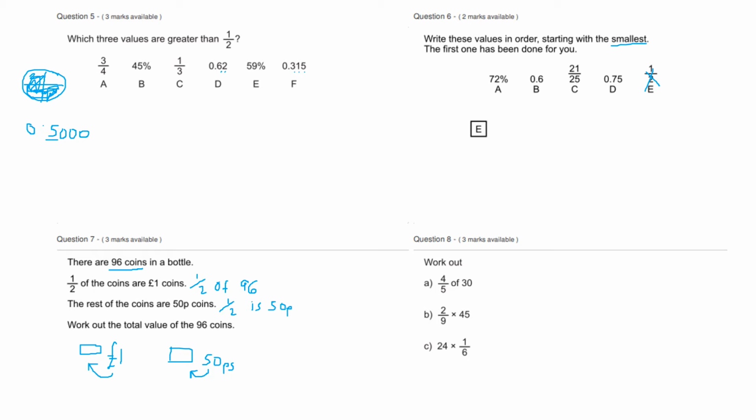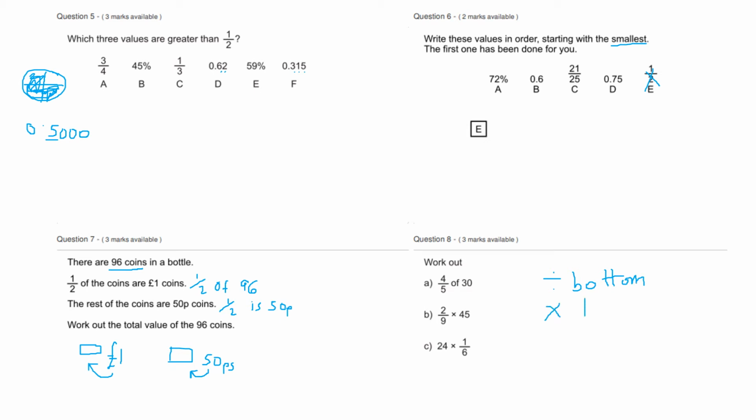Question 8, you're being asked to work out fractions of different numbers. So if you want to work out the fraction of something, what you do is you divide by the bottom, or denominator, and you times by the top.